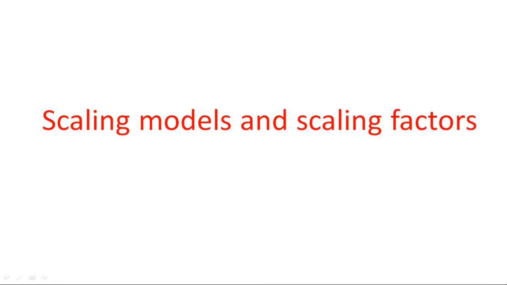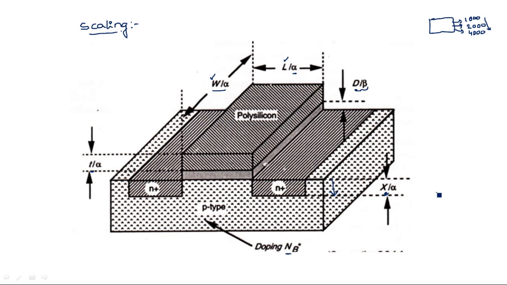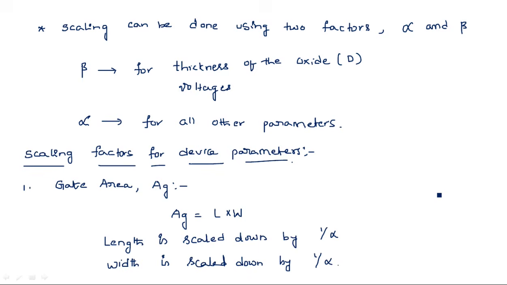Hi everyone. In this video, I am going to continue the scaling factors of the previous video. In the previous video, I started these scaling models and scaling factors and calculated the scaling factors for 4 different parameters as well. So, we have seen what we mean by scaling: reducing the sizes of individual parameters of a MOS transistor. We have seen there are two parameters, alpha and beta.